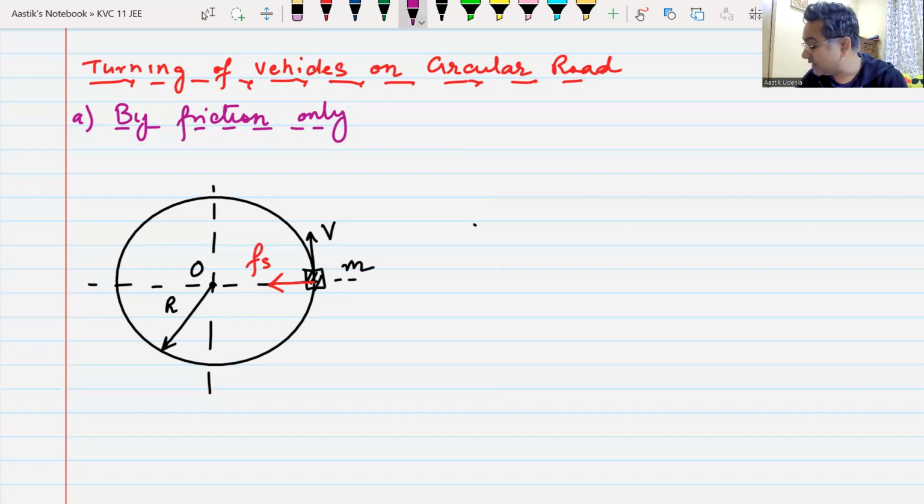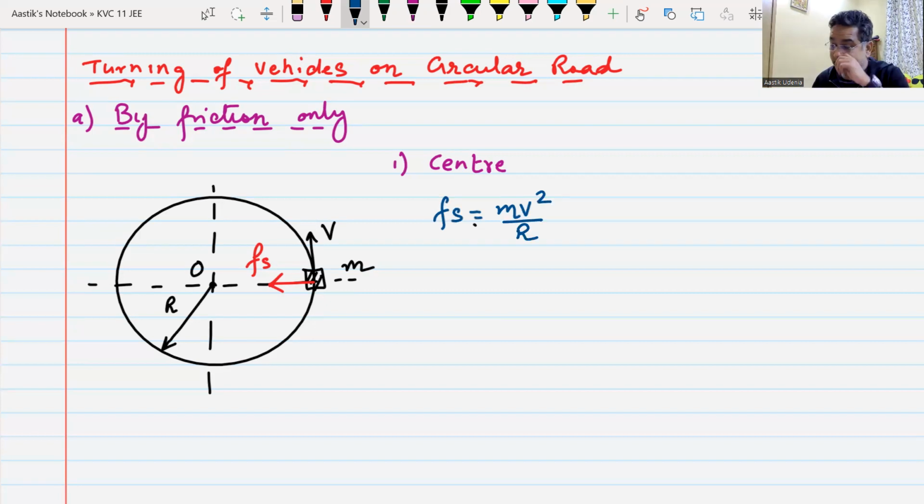Now I will write the equation. What is the first equation? It is always directed towards the center. Can anyone tell me what that equation is? Well done. That equation is Fs equals mv square by r. That is the equation along the center, towards the center.